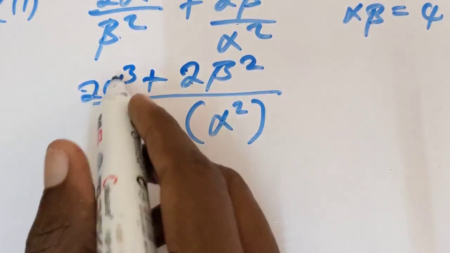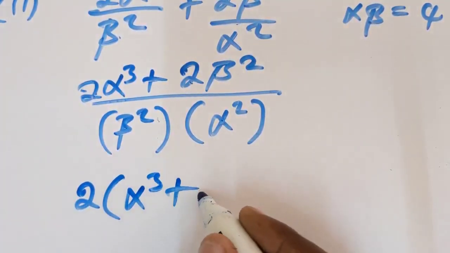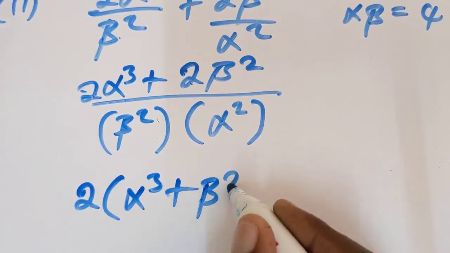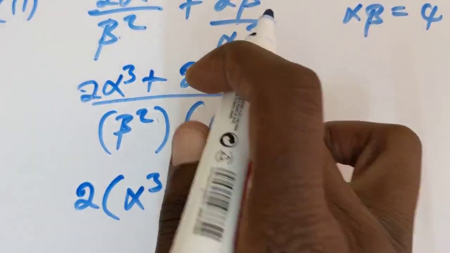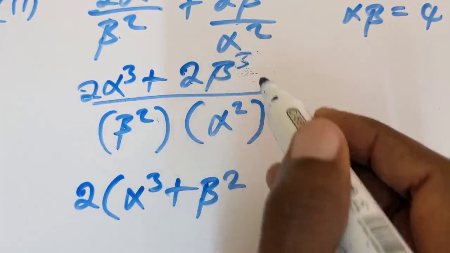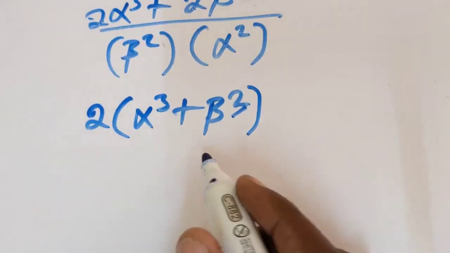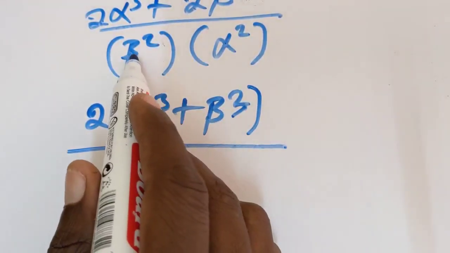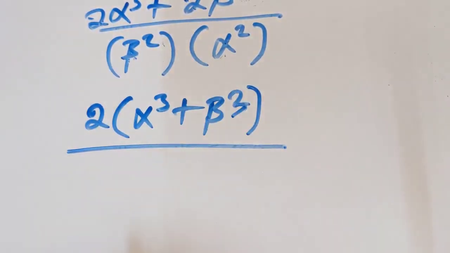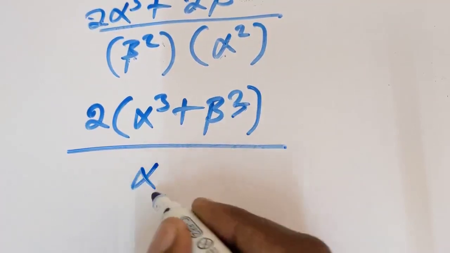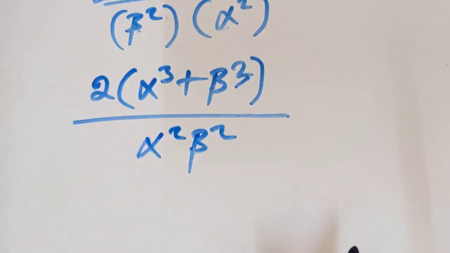So 2 in there. So it is going to be alpha to the power 3 plus beta to the power 3, like that. Then there is over. So when you multiply alpha times beta, it is going to be what? Alpha squared, then beta squared, like that.